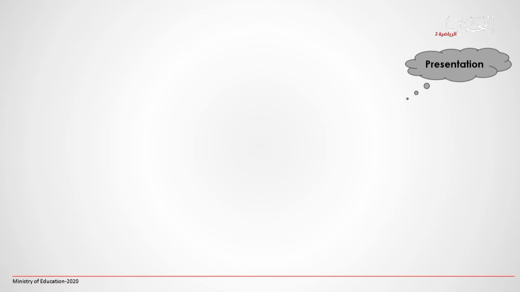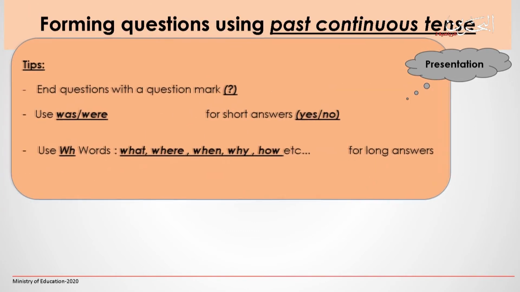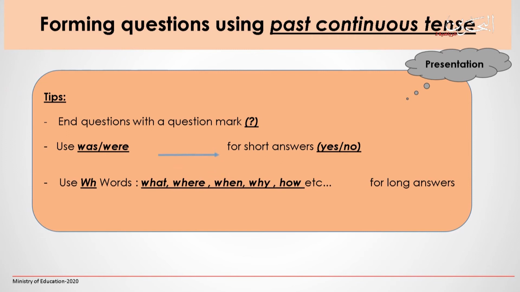Now, we are going to form questions using past continuous tense. But before we do that, please make sure of 3 things. Number 1. We need to end questions with a question mark. Number 2. We need to use was or were for short answers like yes or no. Number 3. We need to use WH words such as what, where, when, why, how, etc. for long answers.